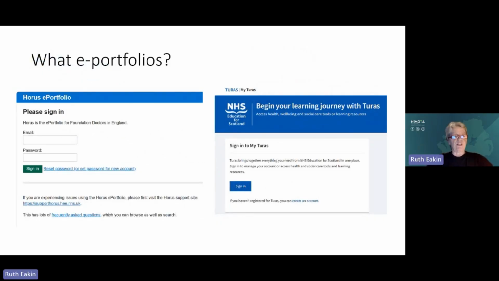So first of all, what are ePortfolios? In case anyone is not aware, there are two ePortfolio platforms in the UK Foundation Programme, HORAS and TURAS. HORAS is used in England-only foundation schools and TURAS in Scotland, Wales and Northern Ireland. They may look a little different, but they do exactly the same thing.